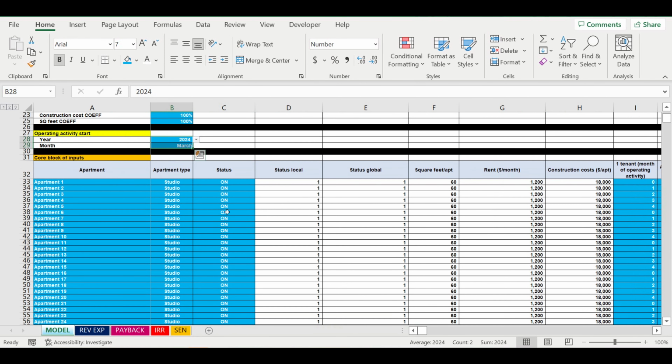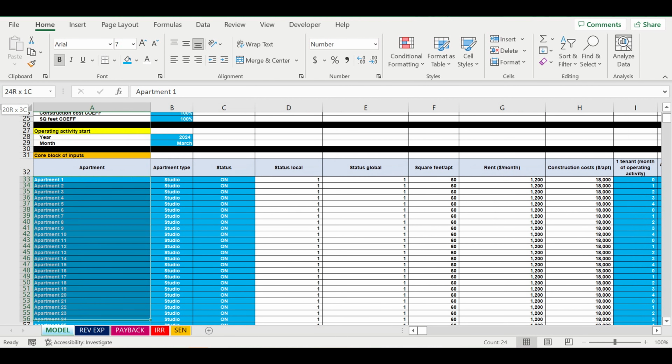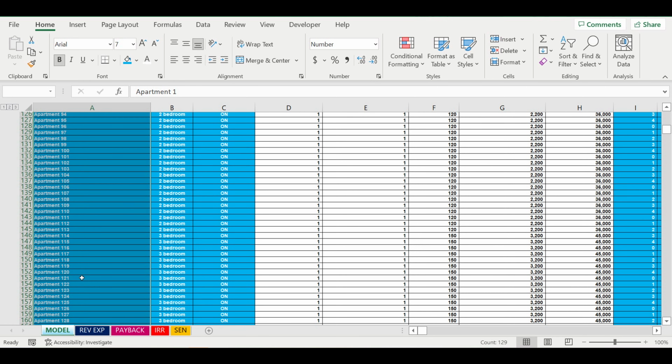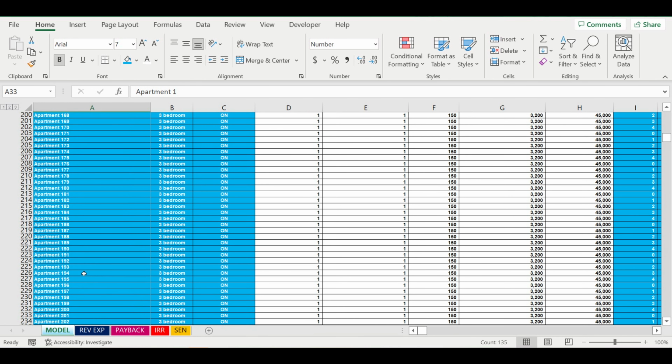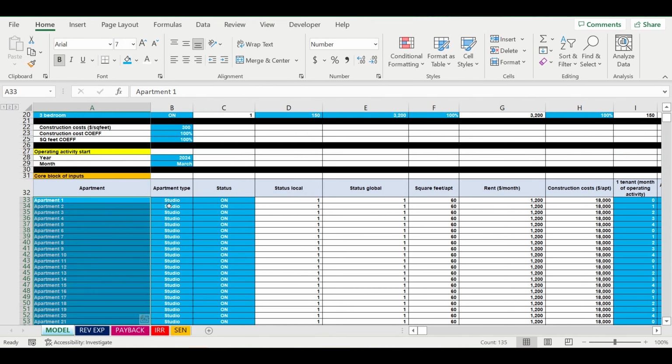Then we have the core of our financial model. Here in the core we specify the 300 apartments that we have in our complex. On the right we specify what type of apartment it is. It can be a studio, 1 bedroom, 2 bedroom, or 3 bedrooms. So we specify here what it is.